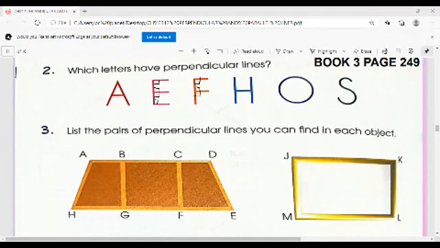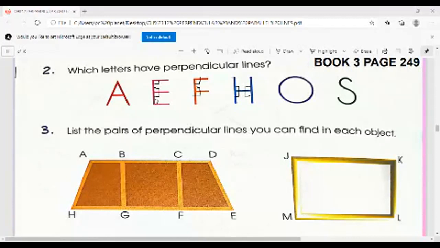Okay, the next letter is letter H. Can you find out a perpendicular line in this letter? Yes, you all can. So kindly mark it with me. Yes, we have a perpendicular line over here. And even on both the sides, we have one perpendicular line at this side and other perpendicular lines on the other side. So we have four perpendicular lines in the letter H.